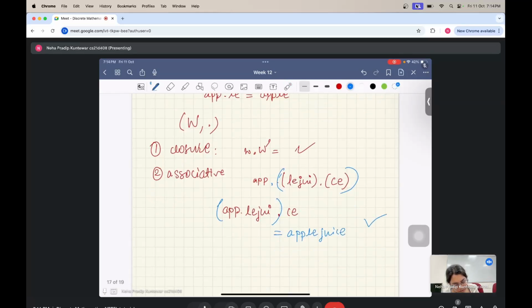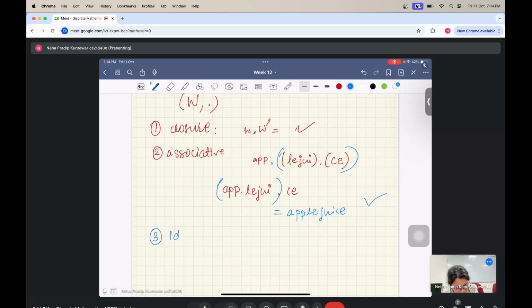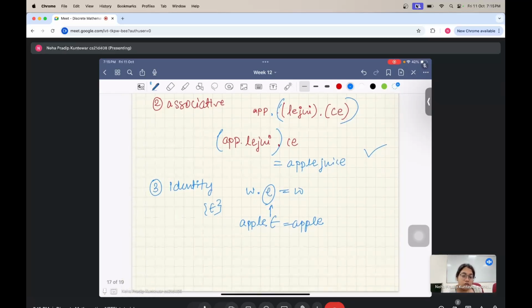The interesting question is identity. I want an element such that for every word W, if I multiply it with E, I'm going to get back the same word. For us this is the empty string, which is epsilon. So if I look at apple and I concatenate it with epsilon, I get back apple, and this happens for every word. So therefore there is indeed an identity, and the identity is epsilon, which is again unique.